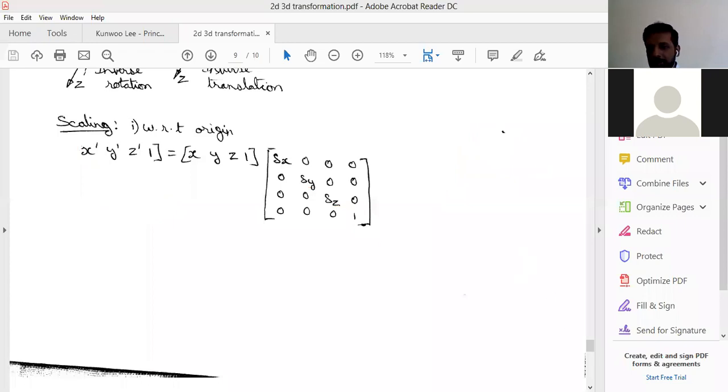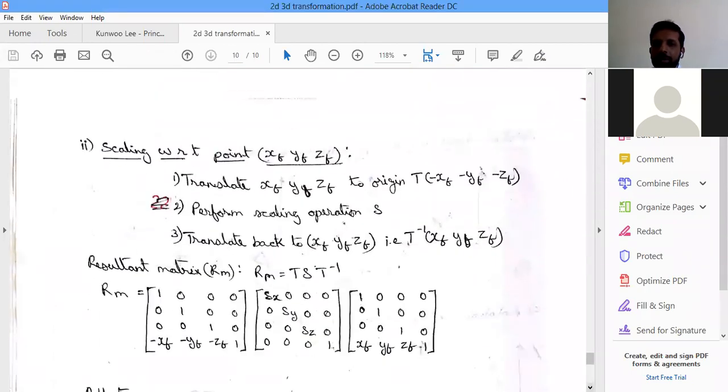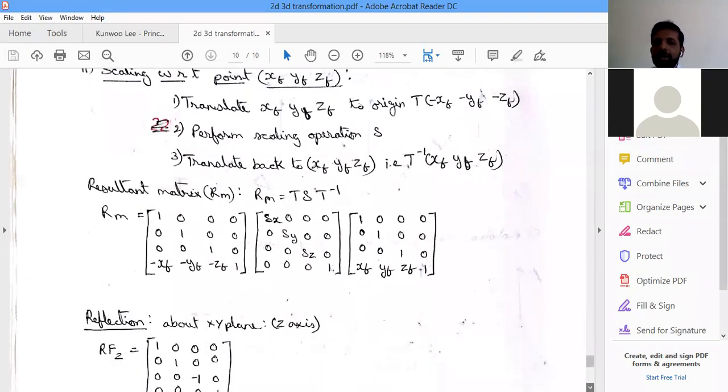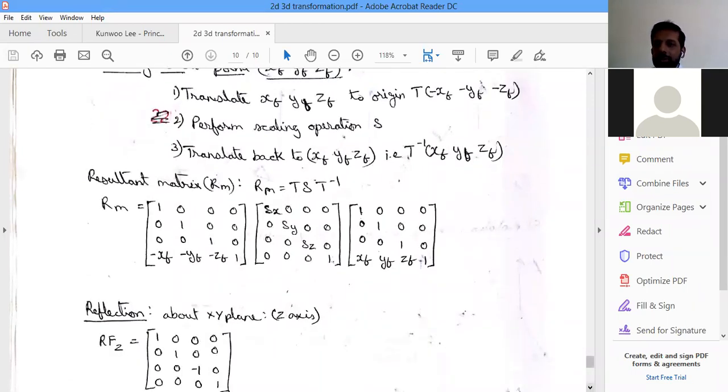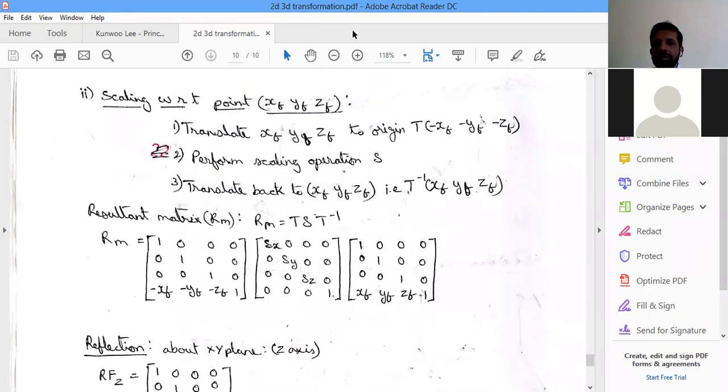So the other case over here, with respect to the scaling factor, is that we cannot always have the object at the origin itself. Now, what if the object is not at the origin, but we still have to do the scaling? So what do we do in that case? First, let us assume that there's an object over here, with the x-axis, y-axis, and z-axis. This point has x, y, z values. That is the initial point.